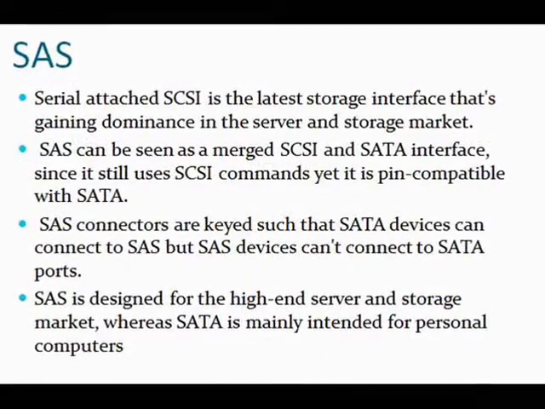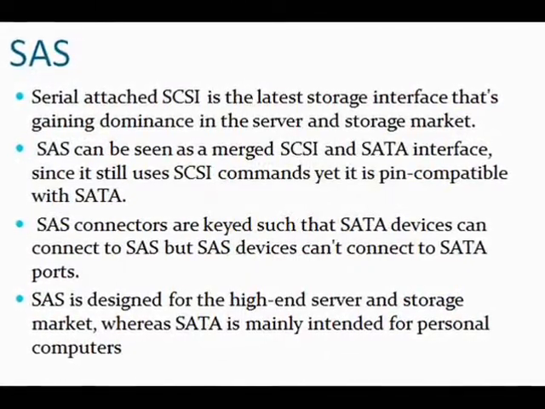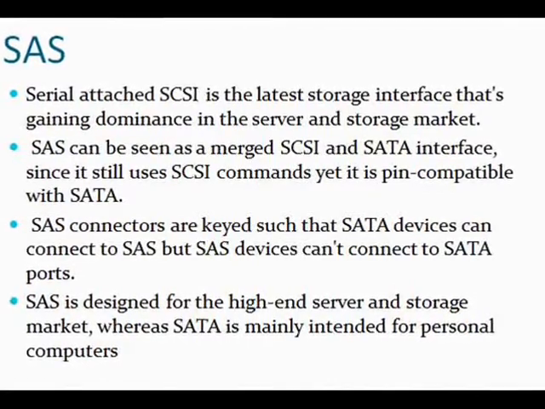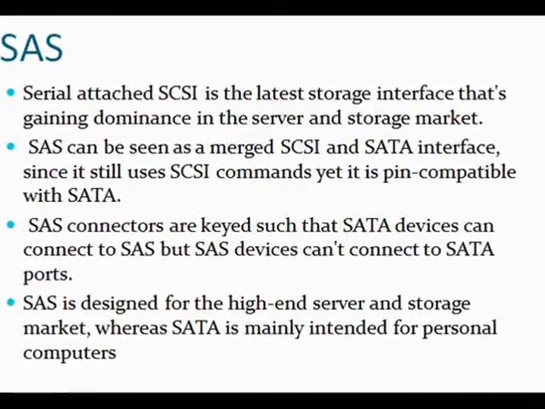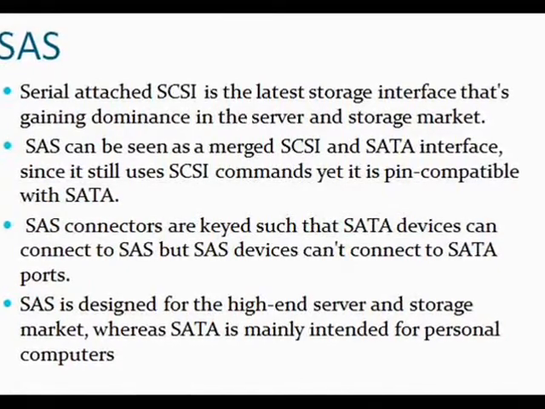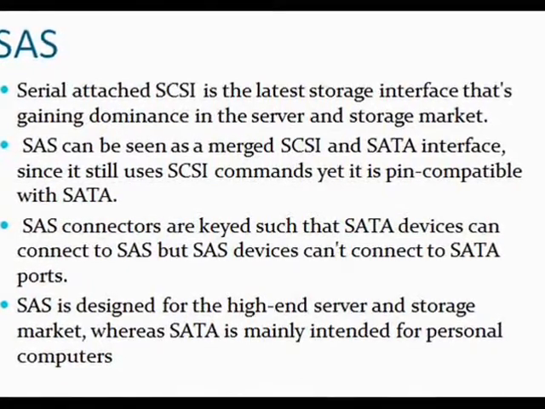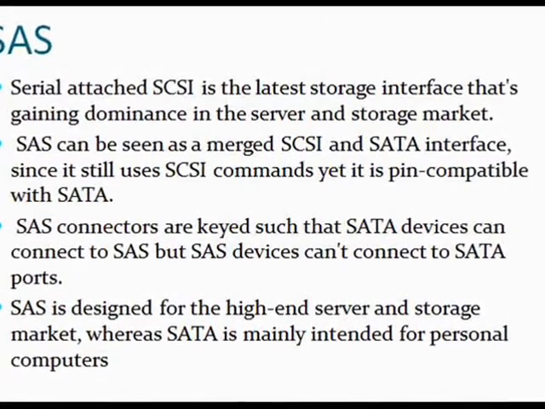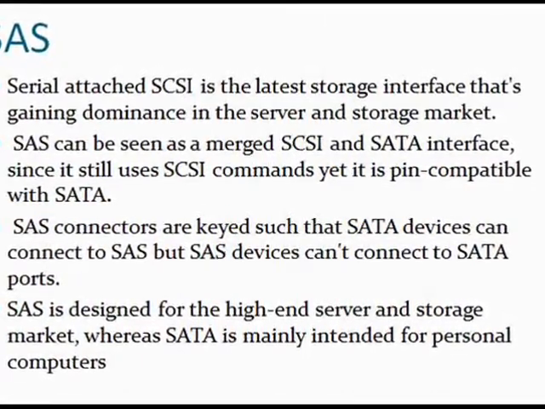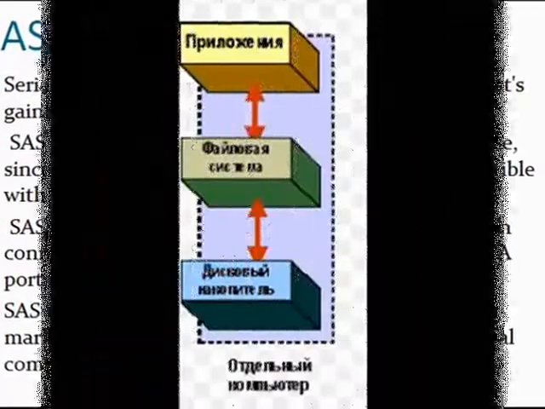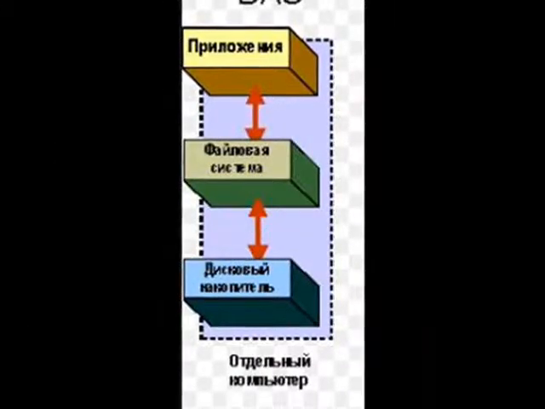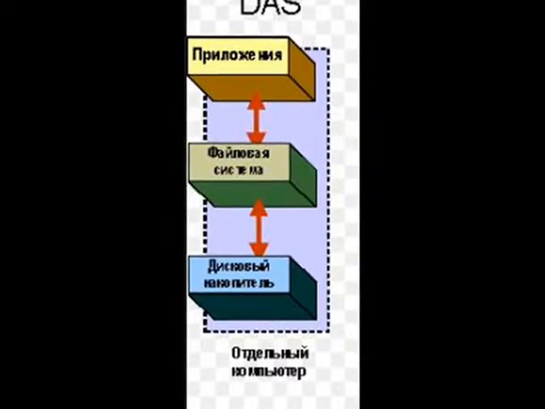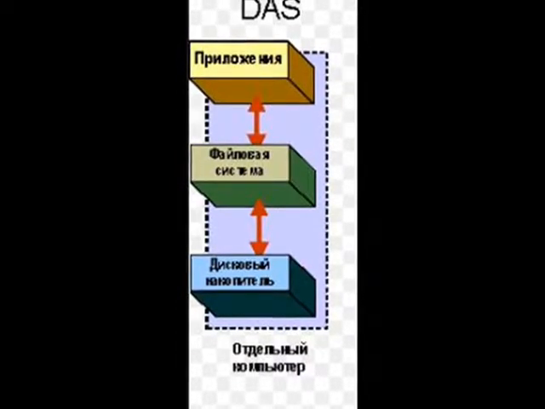SAS, Serial Attached SCSI, is the latest storage interface that uses SCSI commands, yet is pin compatible with SATA. SAS cables can be 8 meters long, whereas SATA cabling is limited to 1 meter. SAS is designed for the high-end server and storage market and can be connected to multiple hard drives through expanders, but the protocol used to share a SAS port has lower overhead than SCSI.